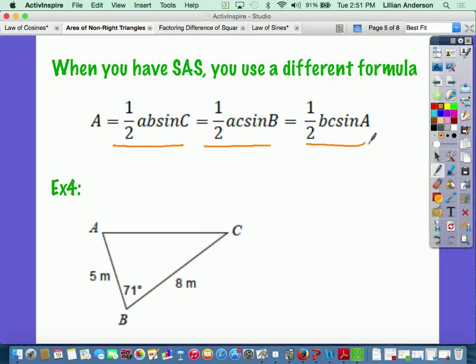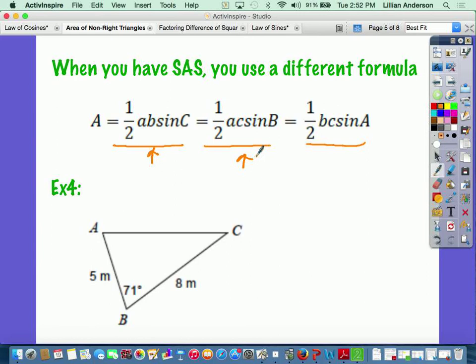Just like with the law of sines, how there were three different formulas, if you were looking for side A, you had that one, and if you looked at side B, you had that one. It's the same thing. You would use this formula if you were given side A and side B and angle C. You would use this one if you were given side A, side C, and angle B, and so on and so forth. But honestly, it's the same formula. So really, you only need it one time.